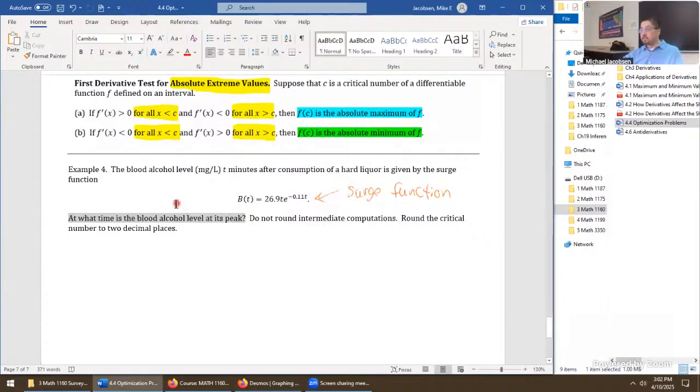That means this problem ends the moment we find the critical number and prove it leads to an absolute maximum. We're not looking for the blood alcohol level. That's the output of the function. We're just looking for the input, the time.